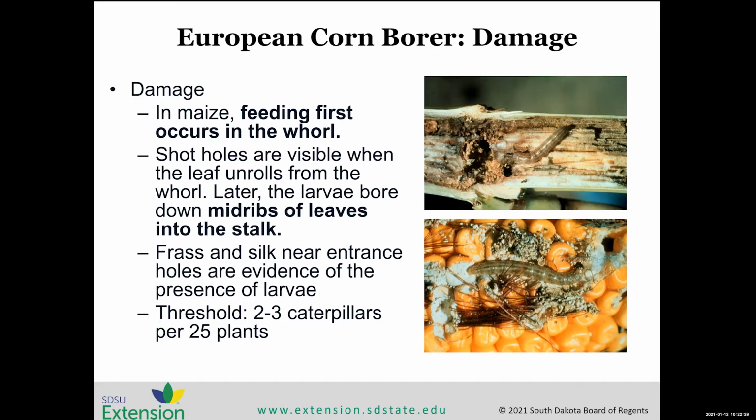That's basically their excrement. The general threshold for European corn borer is 2 to 3 caterpillars per 25 plants. So when you're scouting for them, just go out and look at 25 plants kind of randomly throughout. And if you average 2 to 3 caterpillars with those 25 plants, management is recommended.